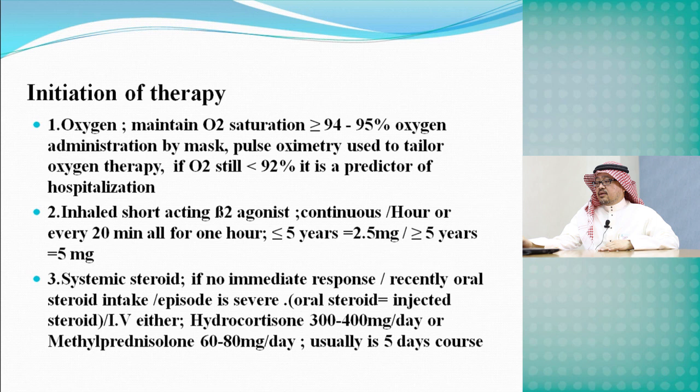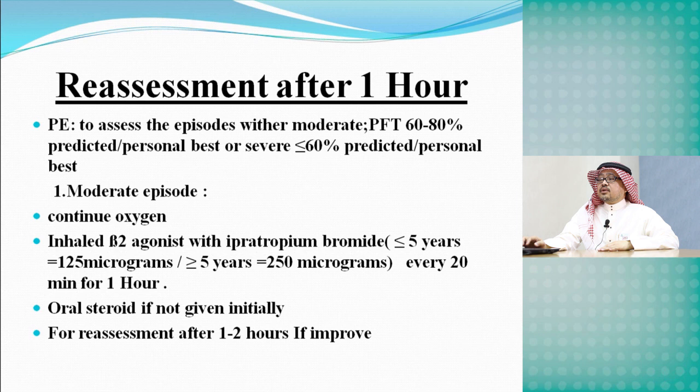After that, we'll go for the assessment after 1 hour on examination to assess the episode, whether he has a moderate attack, and to assess the peak expiratory flow: if it is between 60% to 80% predicted personal best, it is moderate, or severe if less than 60% predicted personal best. And then we'll see whether he has a moderate episode.